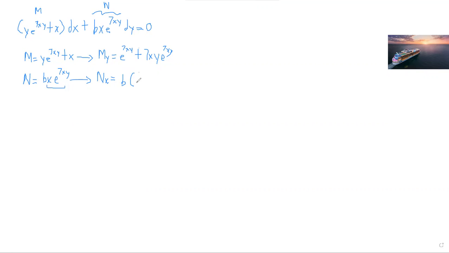That's e to the power of 7xy plus, okay, let's see, x times e to the power of 7xy times 7y. And that is equal to b times e to the power of 7xy plus 7xy e to the power of 7xy.